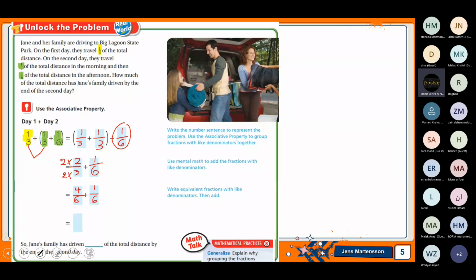So here, I will rearrange the fractions in order to write the fractions with the same denominator together. So the 1 over 3 and the 1 over 3 together, and then the 1 over 6. So 4 over 6 plus 1 over 6. Then they have the same denominator. Do they have the same denominator? Yes. Then I will add 4 plus 1, which is 5 over 6. So they have driven 5 over 6 of the total distance. It's so easy, teacher, and simple. Is it clear? Yeah, teacher, it's clear for me.